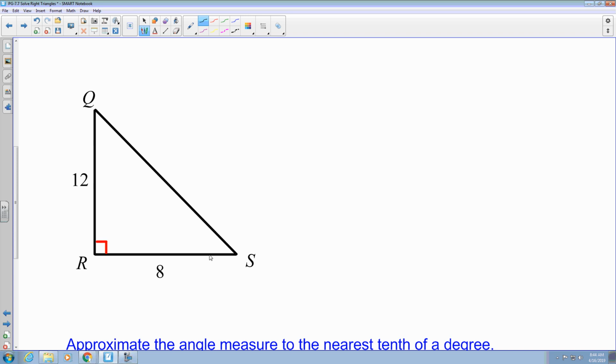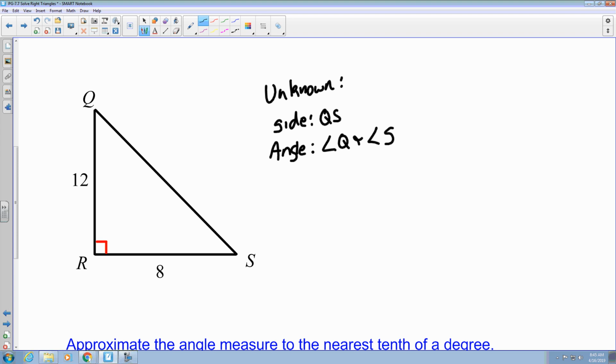Okay, so here we have triangle QRS, and again we have to figure out our unknowns. For side measurements, we just don't have QS. And for angles, we're missing two angles: we're missing angle Q and we're missing angle S. You can start with whatever one you like. My plan is to start with the side measurement.